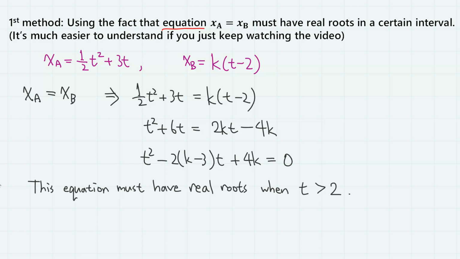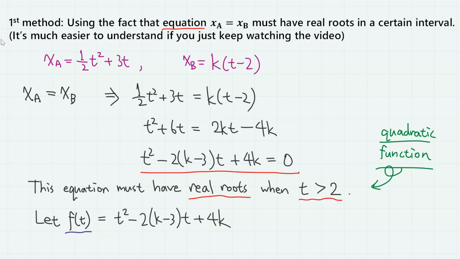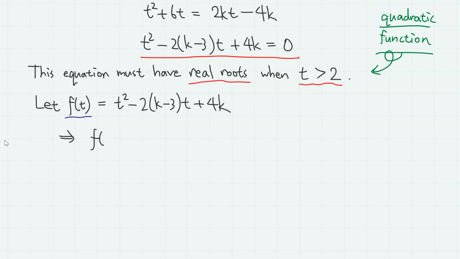And the condition is that this quadratic equation must have real roots at the region where t is greater than 2. And to handle this condition, we will use the properties of a quadratic function. Here, let f(t) be the left-hand side of the given equation. Then f(2) equals 4 minus 2(2k minus 3) plus 4k, which just gives 16, which is positive.